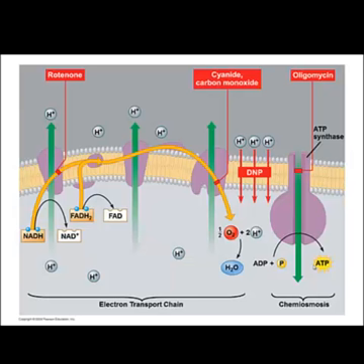Let's take a look at the effect of poisons on the electron transport chain. There are 3 different categories of poisons to cellular respiration, and we're going to focus in on those associated with the electron transport chain. So the first one is rotenone. Rotenone is an insecticide. It binds to an electron carrier at the beginning of the electron transport chain and prevents electrons from moving through the chain.